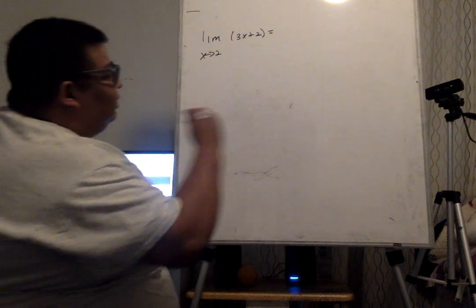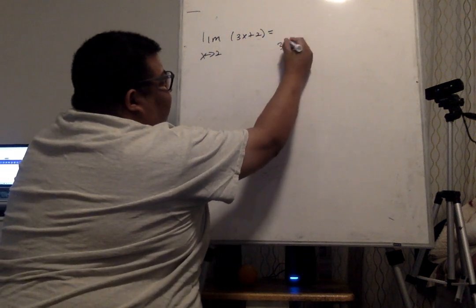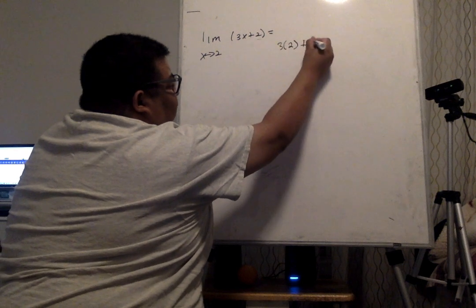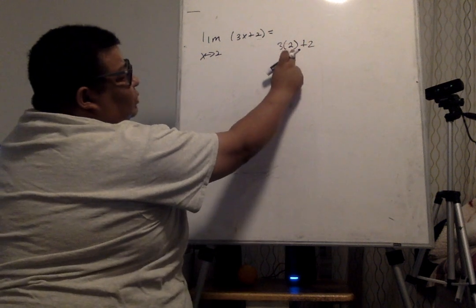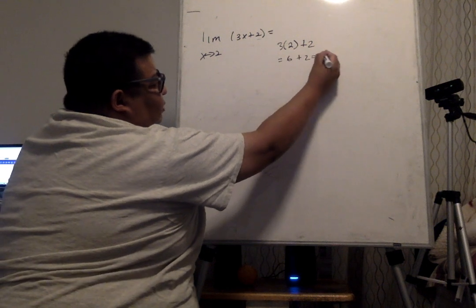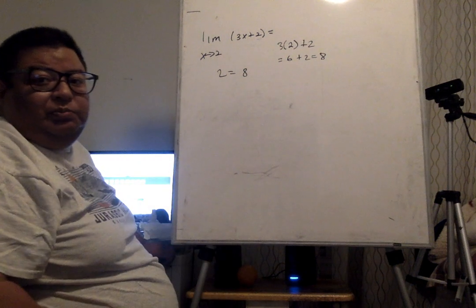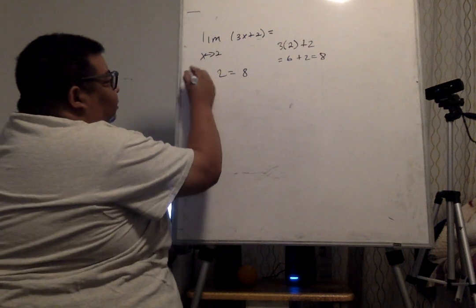The way we do this one is we plug in 2 for x. So that would be 3 times 2 plus 2. That is 3 times 2 is 6, plus 2 equals 8. So L equals 8. That's the first step. So write the first step.